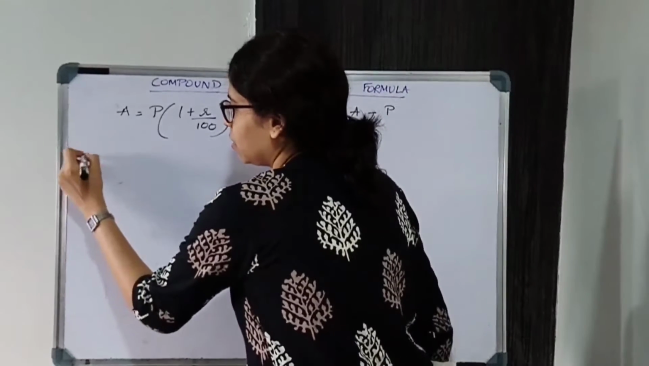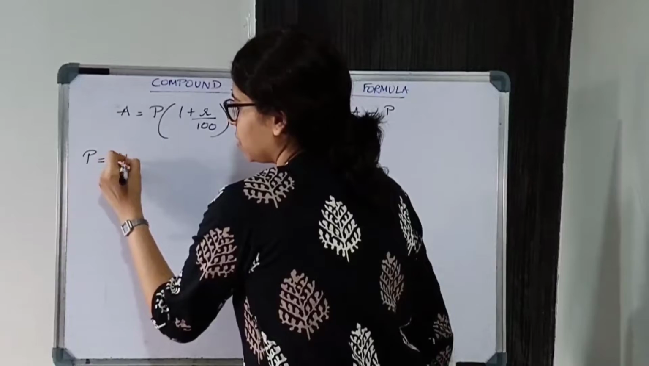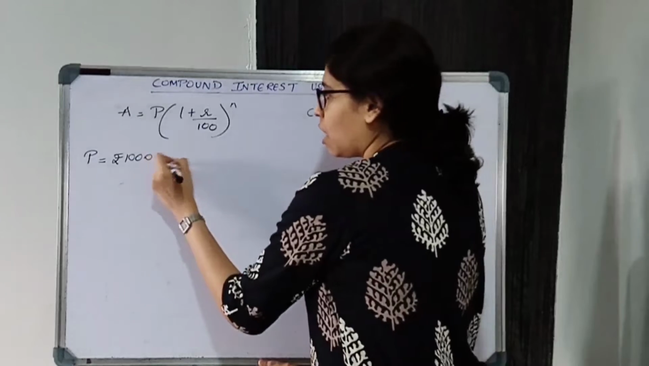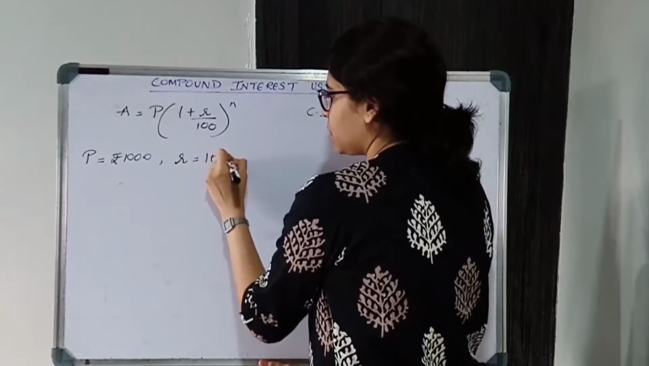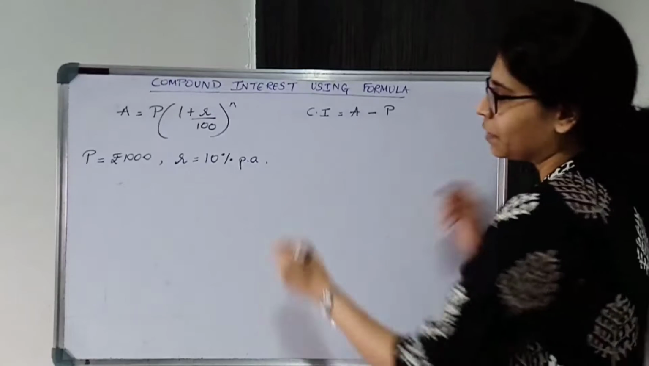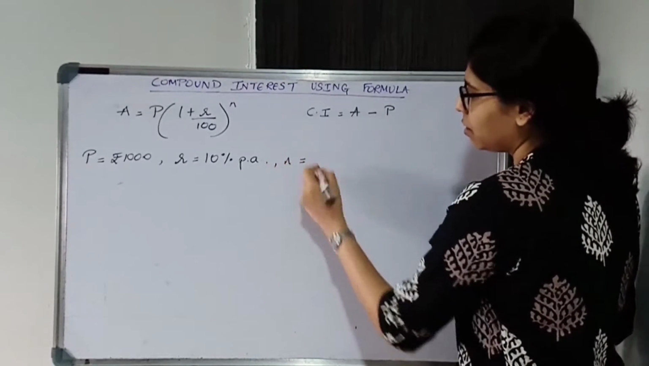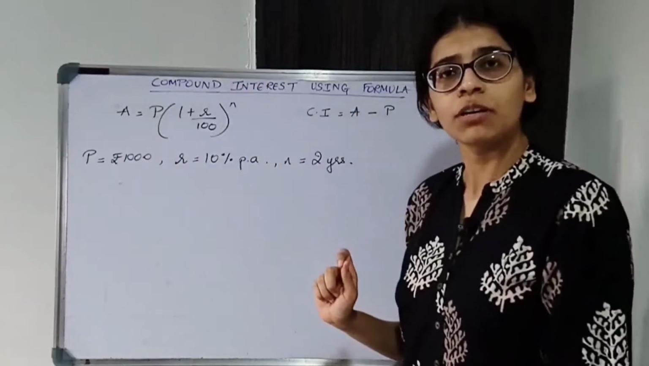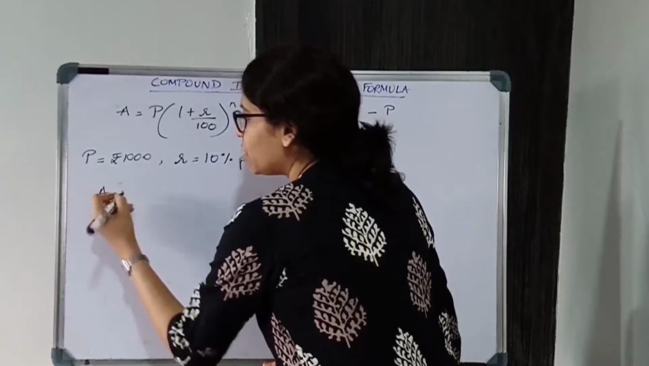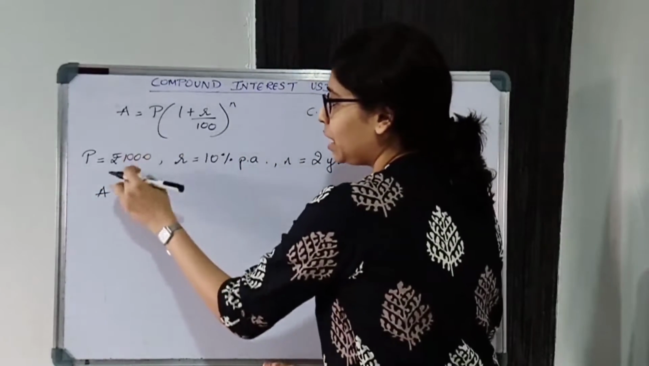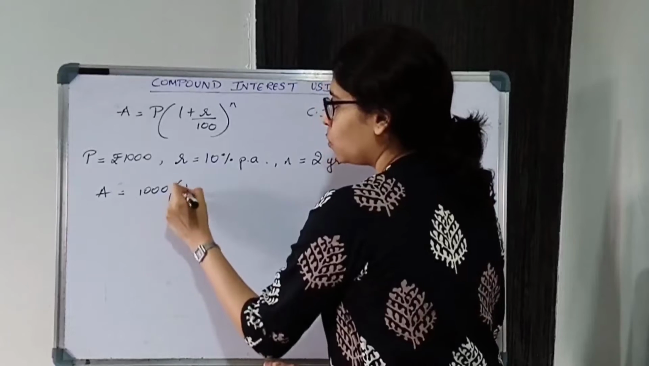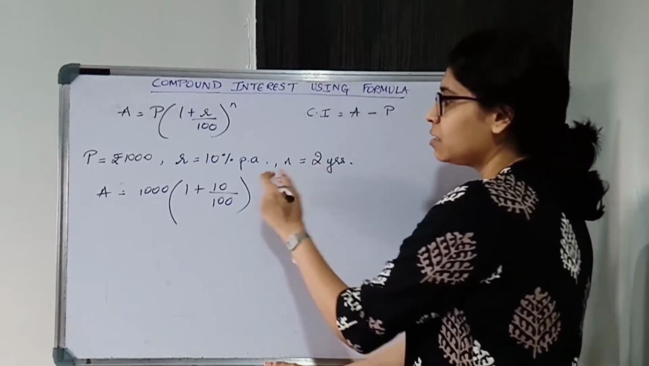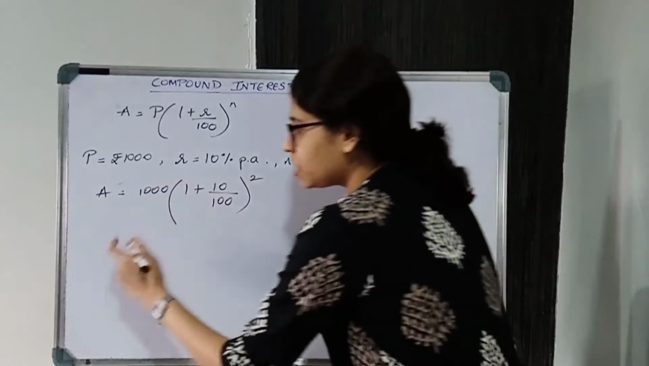Okay, let us consider one example. Now let's say P is 1000 rupees. Okay, that is the original amount is 1000 rupees. R is 10% per annum. Okay, and N is let's say 2 years. Now what we'll do is just substitute the values in this formula. So amount after 2 years कितना होगा? Amount after 2 years will be P, that is 1000 into 1 plus R, that is 10 upon 100 raised to N is 2. So just solve this.